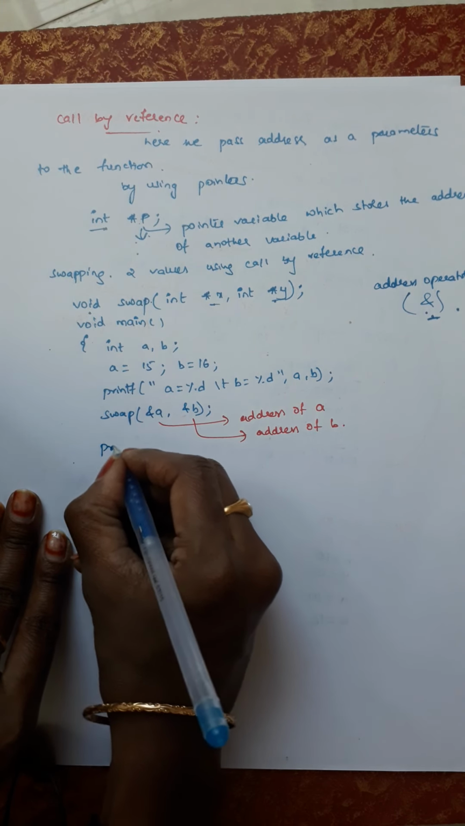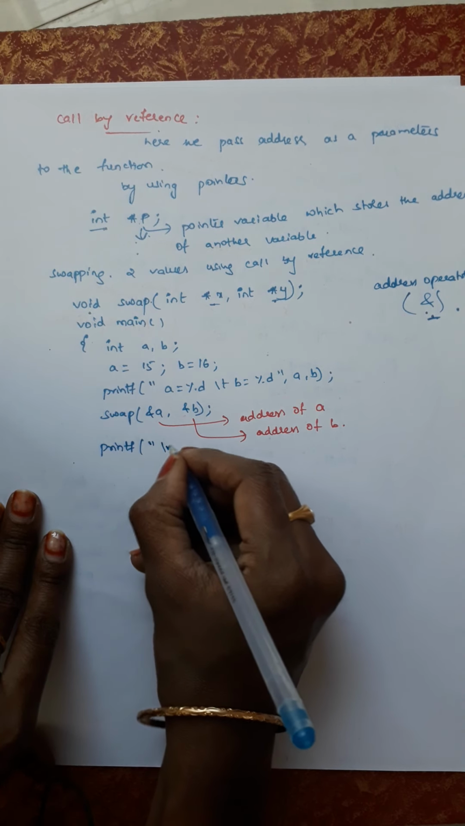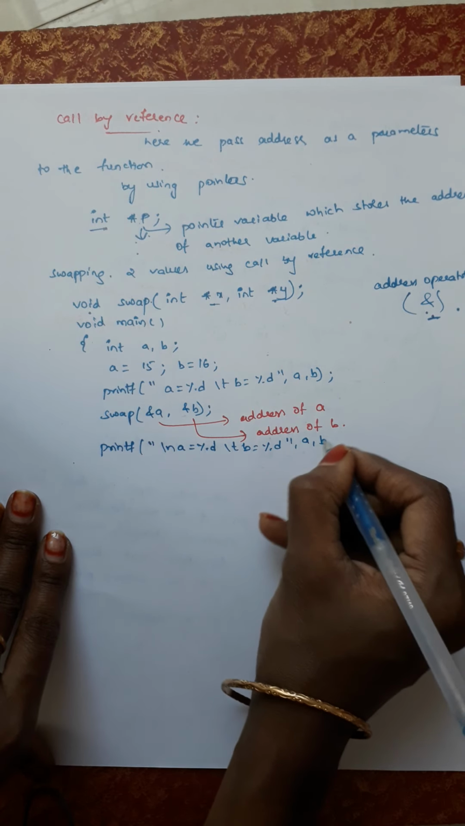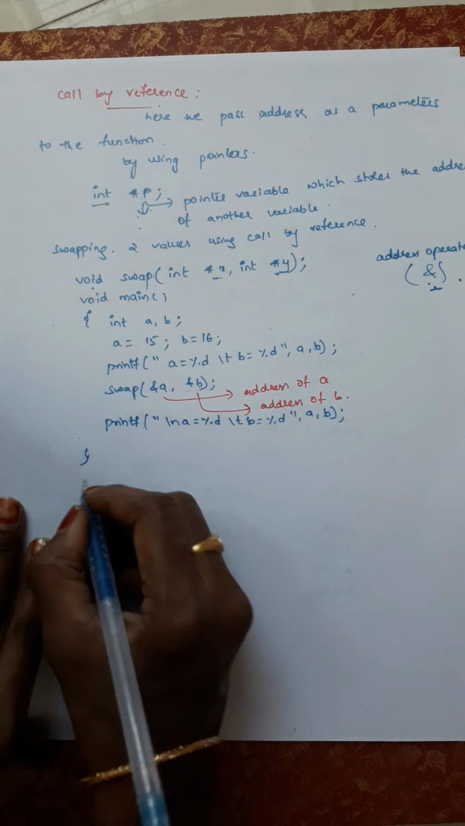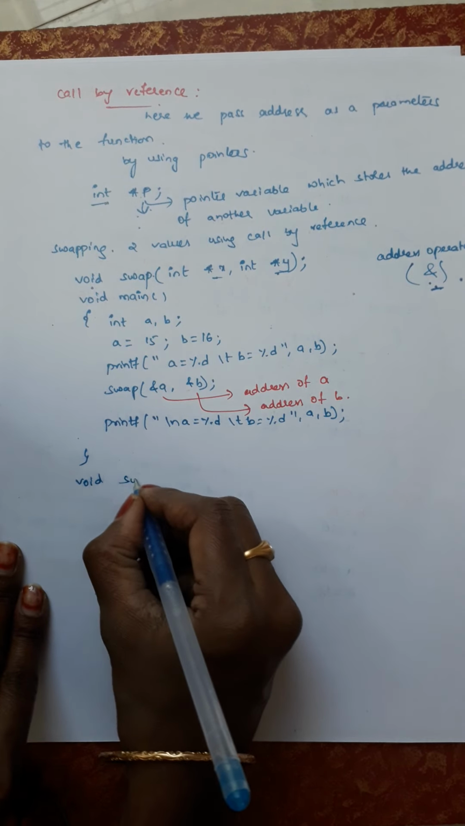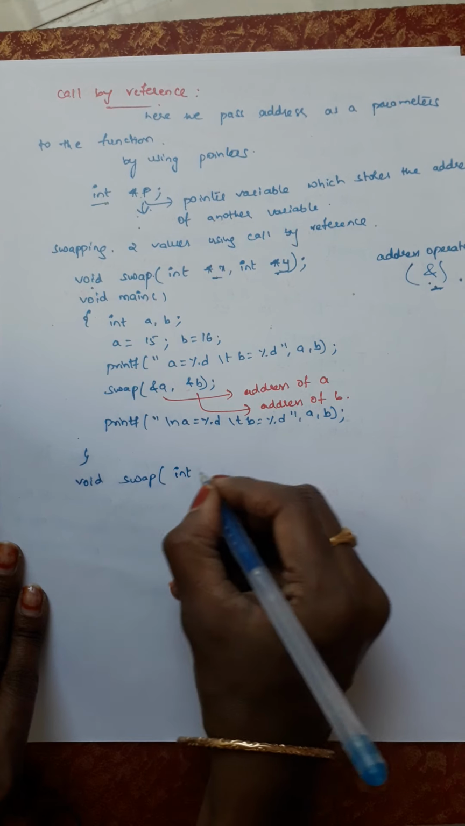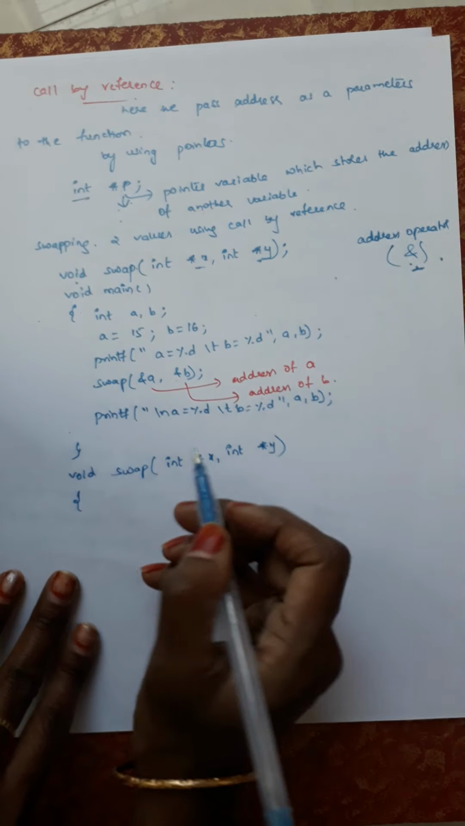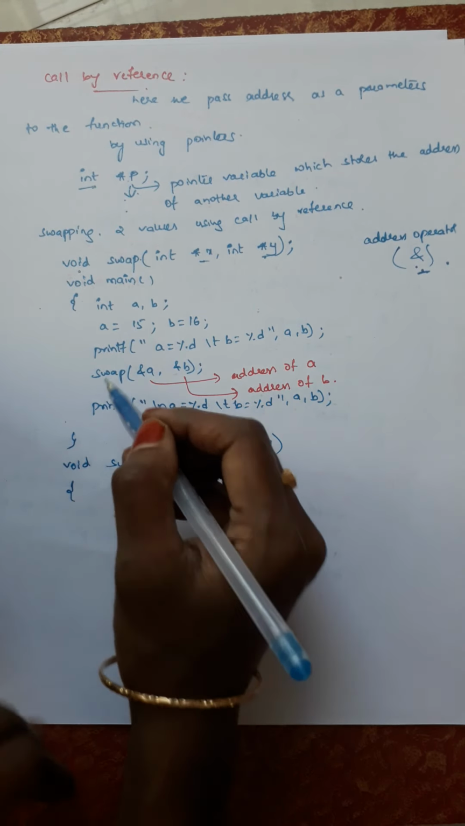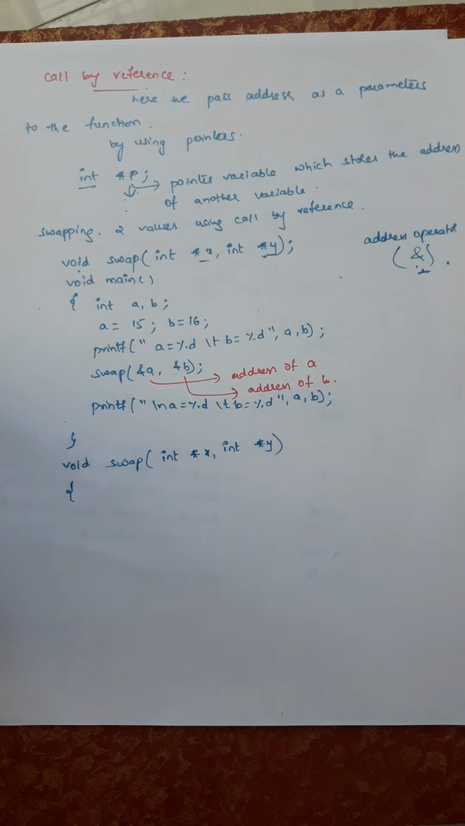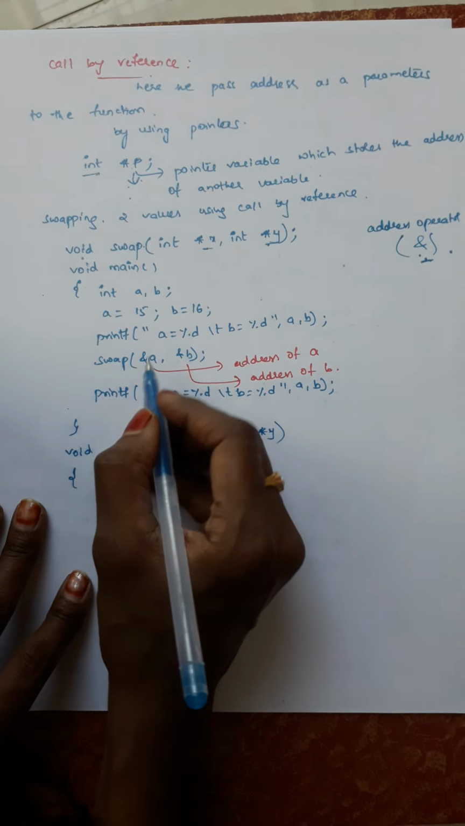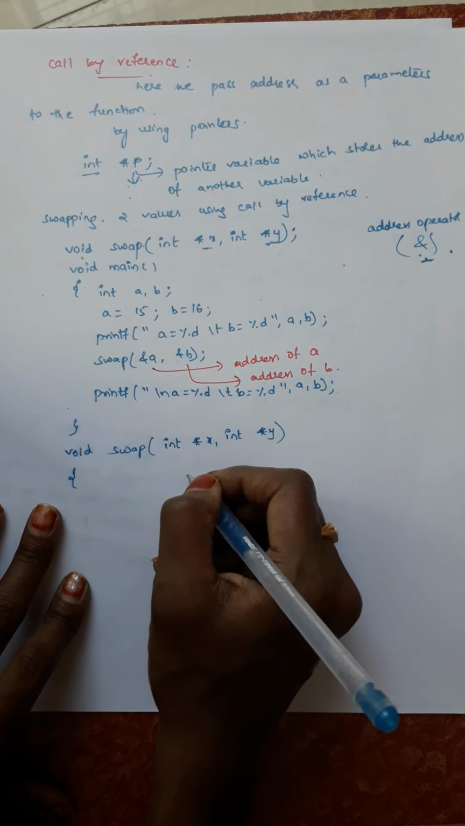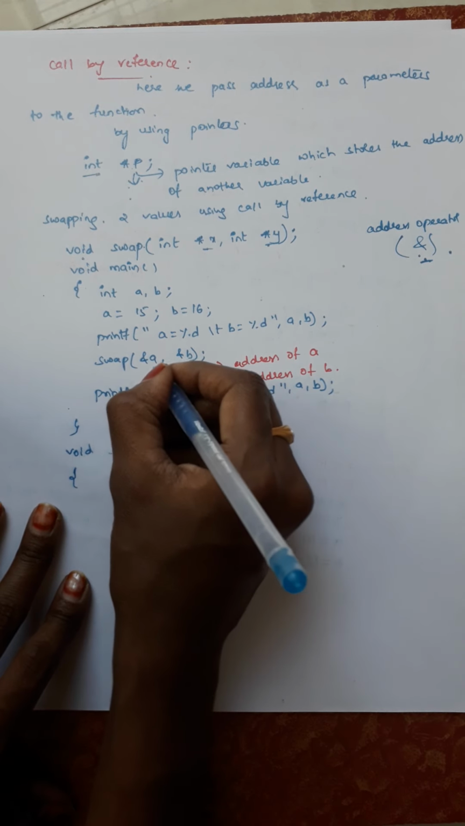Okay, after passing the addresses of a and b, again we are printing the a value and b value, a equals %ld and b equals %ld, a comma b. Okay, this is the main function. Now let us write the swap function. Okay, int *x, *y. There is a relation between star and ampersand, because star denotes a pointer variable which holds the address of another variable. Here we are sending the address, so to receive the address we need pointers, which are capable of storing an address. That's why we are sending the address.